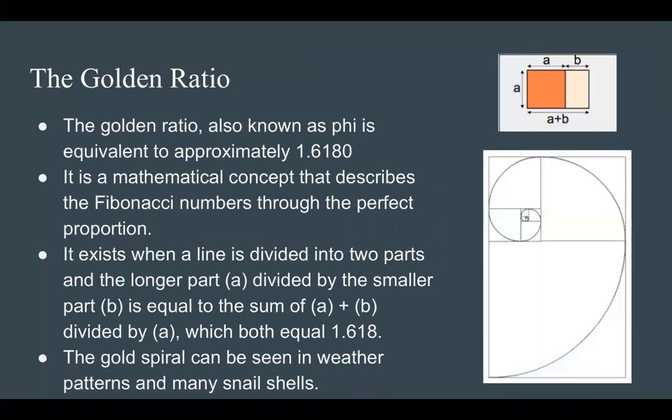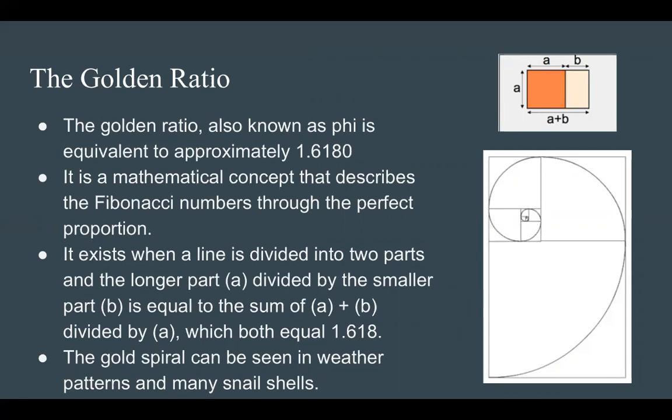The golden ratio. The golden ratio, also known as phi, is equivalent to approximately 1.6180. It's a mathematical concept that describes the Fibonacci numbers through perfect proportion. It exists when a line is divided into 2 parts, and the longer part A divided by the smaller part B is equal to the sum of A plus B divided by A, which both should equal 1.618.